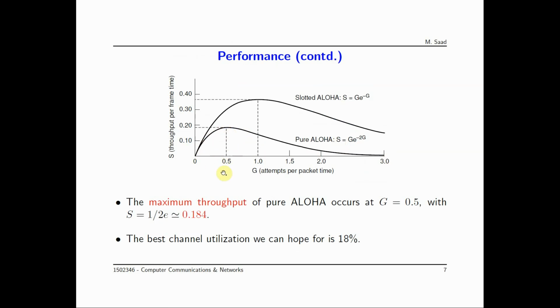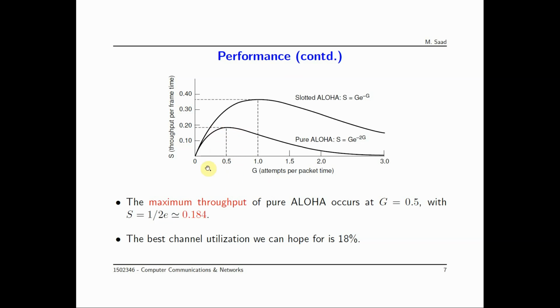So basically, when the number of frames attempted by all stations is 0.5 in every frame time. Again, for simplicity, imagine that the time needed to transmit a single frame is 1 millisecond. If in every millisecond the number of attempted frames by all stations is 0.5, so we are attempting only 0.5 transmissions in every frame time. Or in other words, every 2 frame times, the stations are attempting only 1 transmission. In that case, in pure Aloha, the throughput becomes maximum.